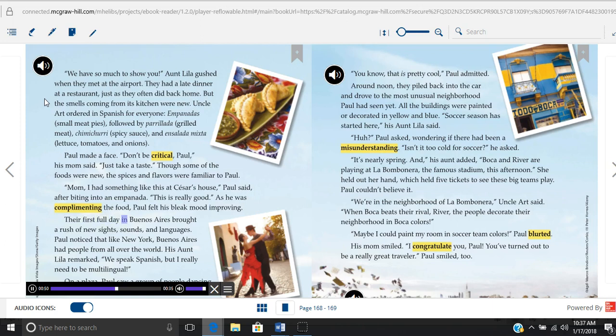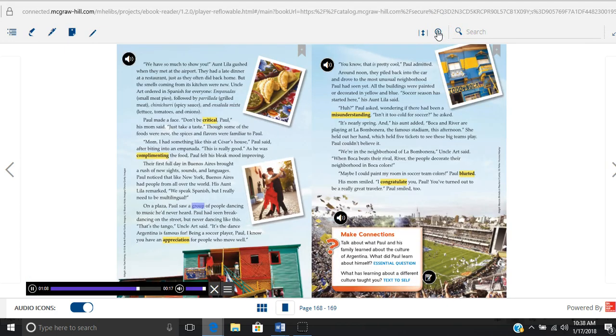Their first full day in Buenos Aires brought a rush of new sights, sounds, and languages. Paul noticed that, like New York, Buenos Aires had people from all over the world. His Aunt Lila remarked, "We speak Spanish, but I really need to be multilingual." On a plaza, Paul saw a group of people dancing to music he'd never heard. Paul had seen break dancing on the street, but never dancing like this.